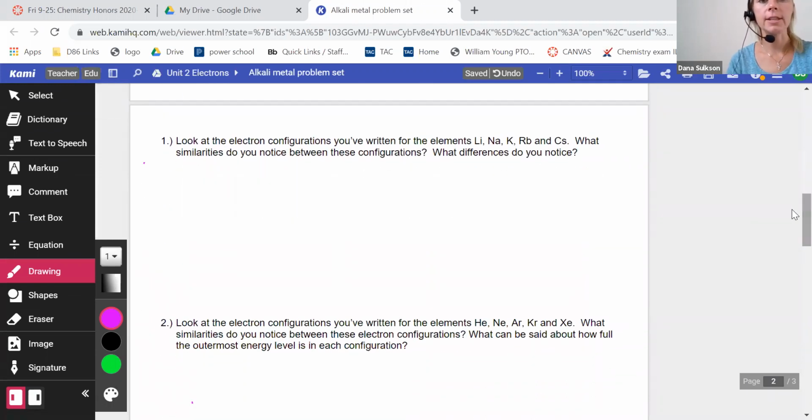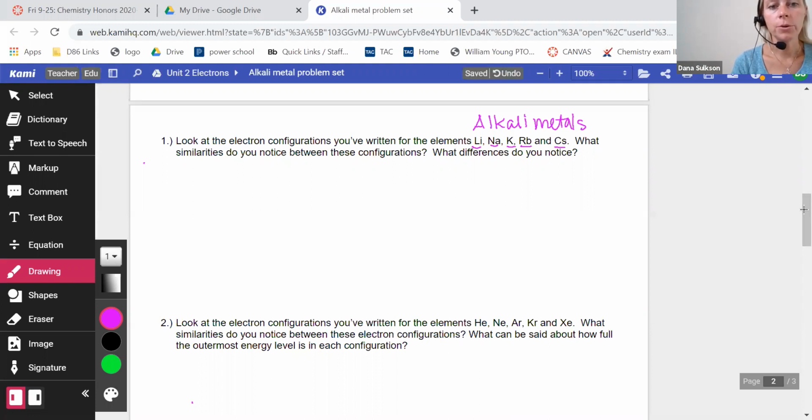It says, look at the electron configurations you've written below for the elements Li, Na, potassium, rubidium, and cesium. And I didn't include francium on that one. I'm going to label these. These are all called alkali metals. There's a name for these. So that whole column, they're called alkali metals, including francium, which is the last one. And then our first one is hydrogen. Hydrogen's a gas, so it's not considered an alkali metal.